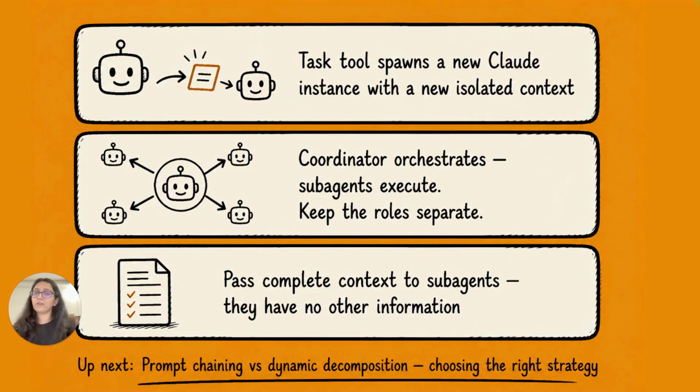The next video is going to ask a higher level question. When should the coordinator know all the subagents' tasks up front, and when should it figure it out as it goes? That's the difference between prompt chaining and dynamic decomposition. Tough words, duh. But for us, it's going to be simple.